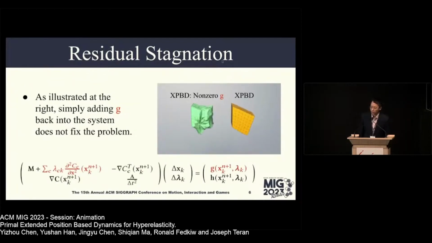We try to fix this issue by first simply adding this primal residual term back into the full system. And that does not work. What I mean by that is that you can just put G in here, it's non-zero, and you can directly compute it. It's kind of complicated mathematically, but it would remain unstable in XPBD, which I show with this block example on the right. The right one is just plain XPBD and the left one is XPBD with that added G term, and it becomes unstable after a couple of frames.